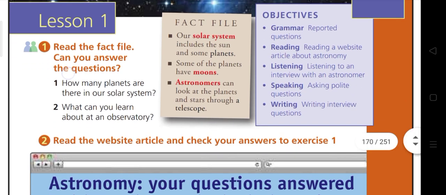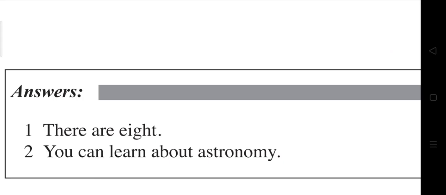In exercise 1, how many planets are there in our solar system? Question 2, what can you learn about an observatory? Pause, then check your answers. Now you can check your answers for the first two questions.